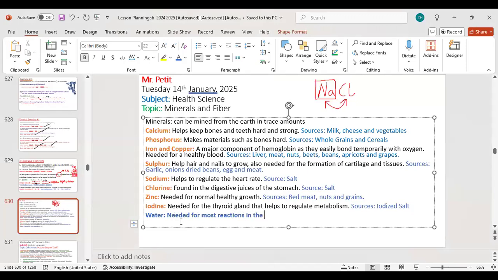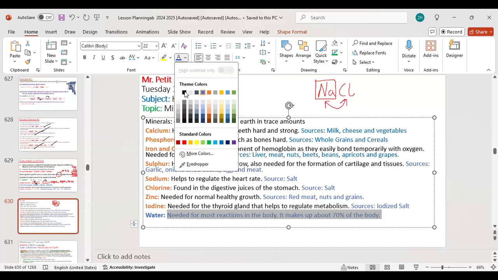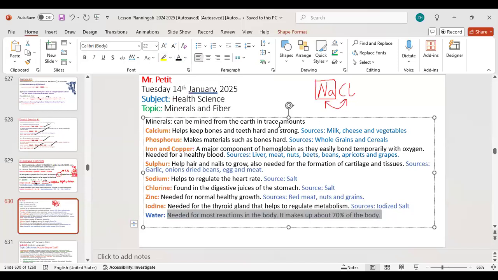All right. Water makes up about 70% of the body. Now, you could survive very long without food, but you can't survive very long without water. So water is very important.